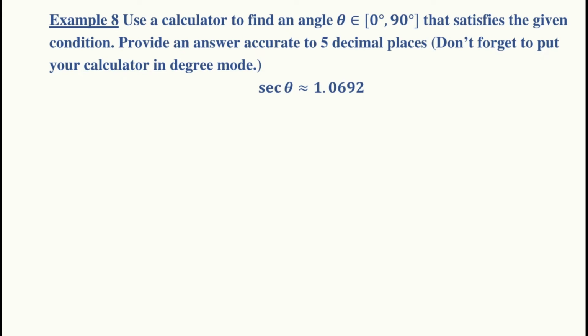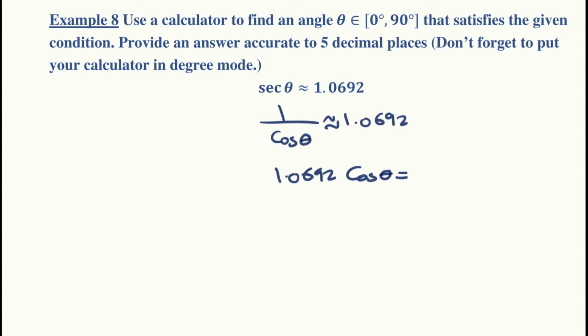So what we're going to do is a little bit of algebra first. We're going to replace secant of theta with 1 over cosine theta, right? That's going to be approximately 1.0692. So if I cross multiply, I end up with 1.0692 times cosine of theta equals, remember you can put a 1 down there, 1. So cosine of theta is going to be 1 over 1.0692.